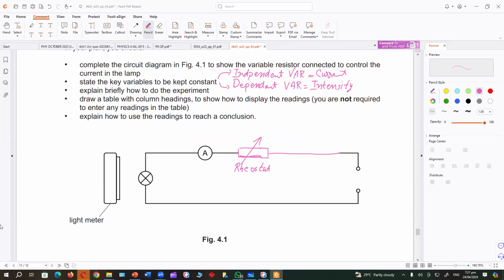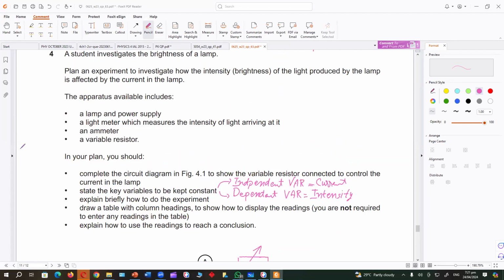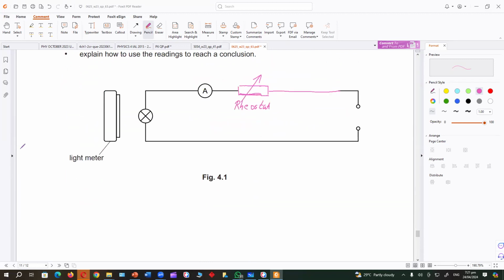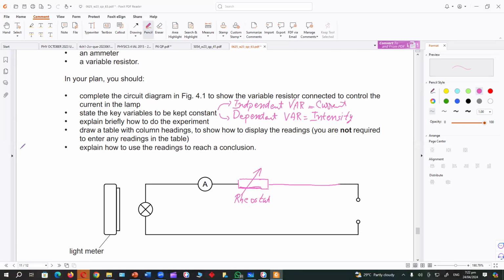We will record the intensity at regular intervals and we will plot a graph of intensity against current, y-axis intensity and x-axis current. How to use the readings to reach a conclusion? The shape of the graph can tell us how these two quantities are related to each other. In the table, you will be recording the amount of current and the intensity on different trials.